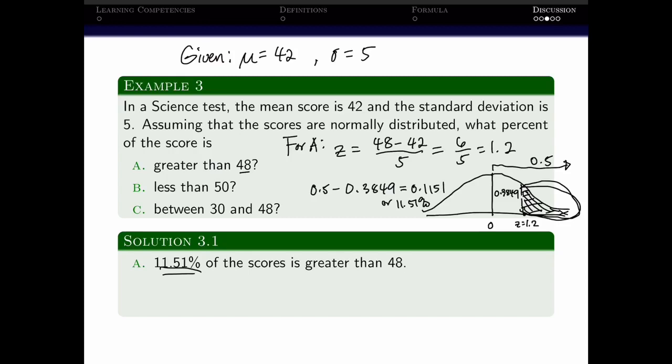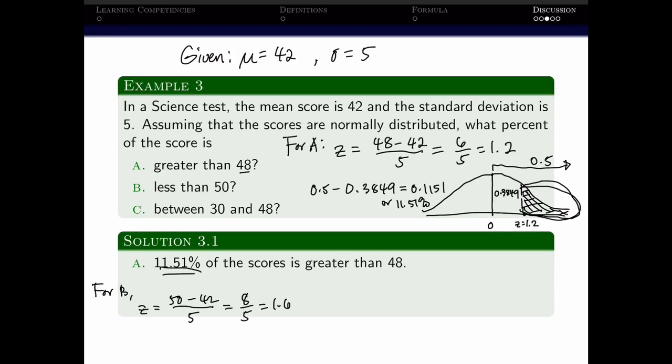Now let's solve for letter B, the area less than 50. First, we're going to convert 50 into its z-score. So z equals 50 minus 42, that's mu, over the standard deviation of 5. That's equal to 8 over 5, which is equal to 1.6.